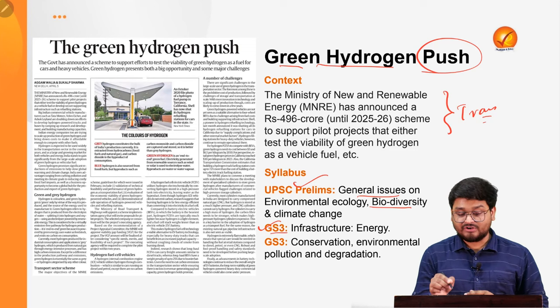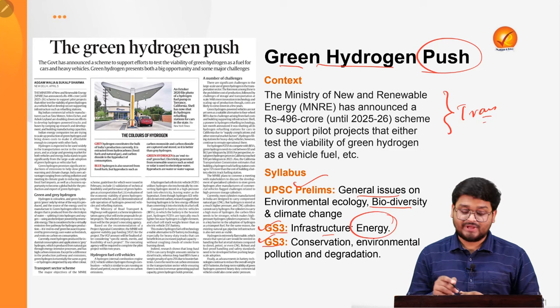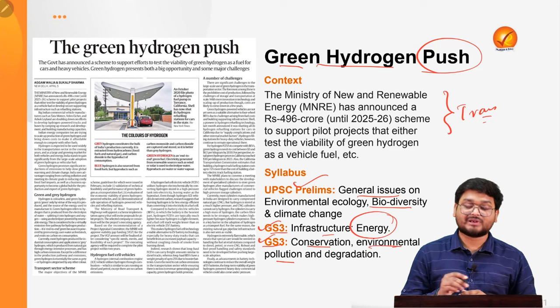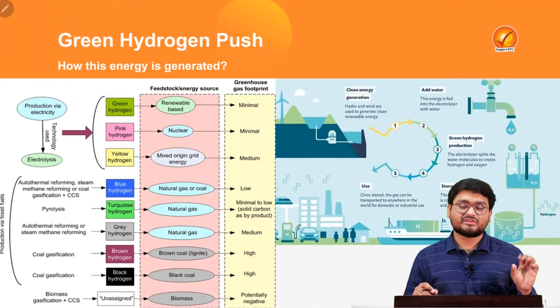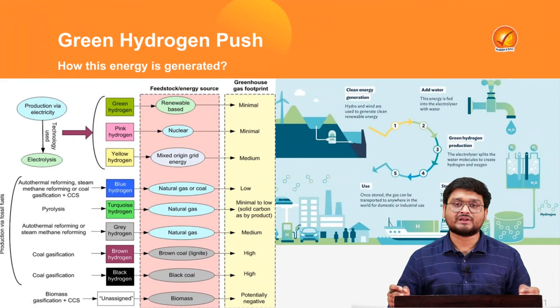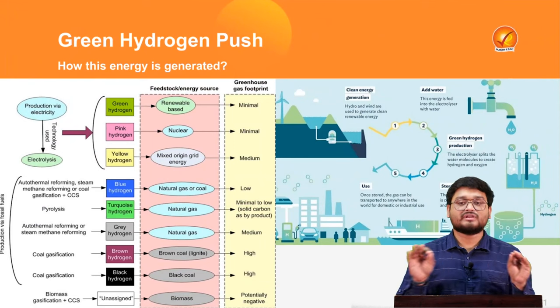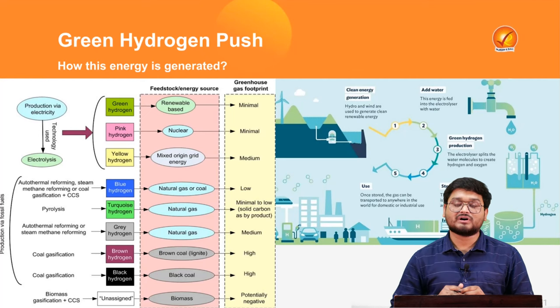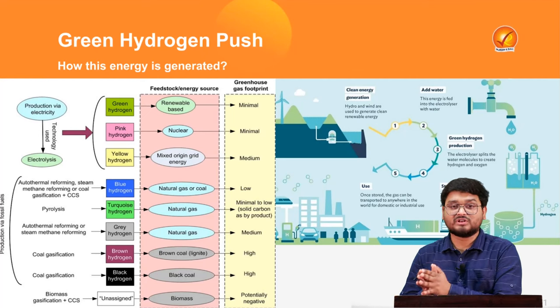With respect to GS3, we have infrastructure, where we have energy. And again in GS3, we have the aspects of conservation, environmental pollution and degradation. Now let us discuss the very basics first, as to how green hydrogen energy is actually generated. In the very beginning, let us understand the various kinds of hydrogen and how hydrogen energy generation is possible.